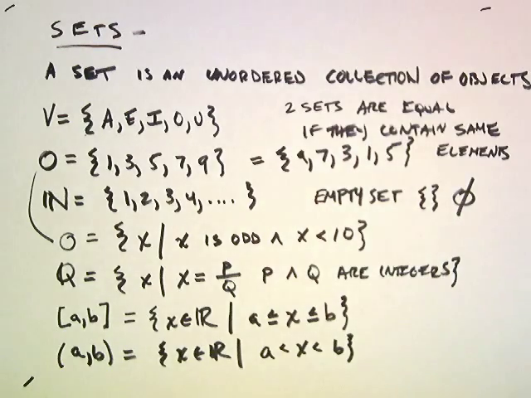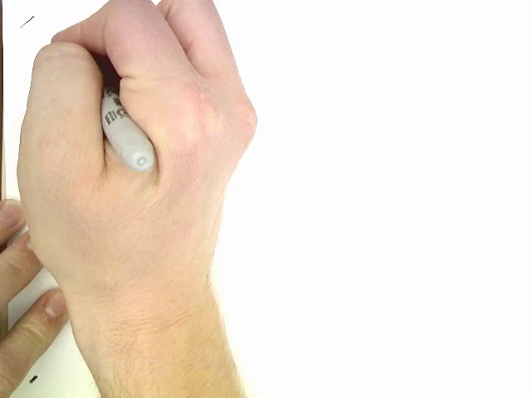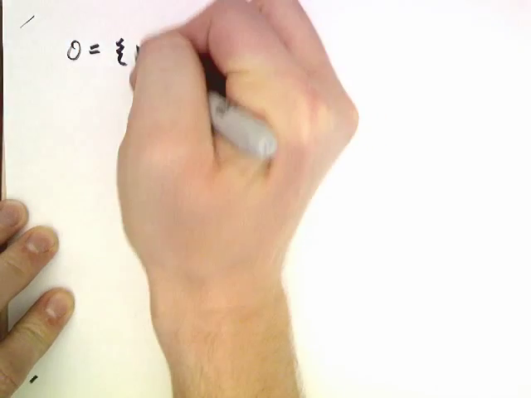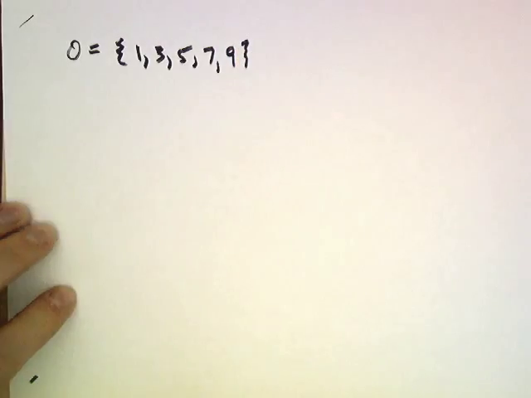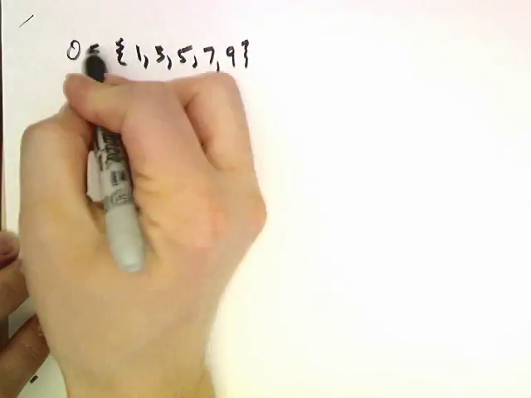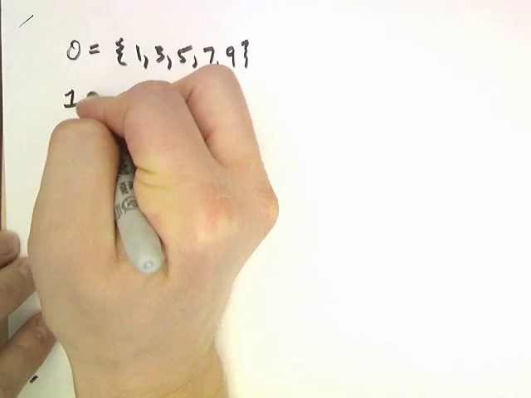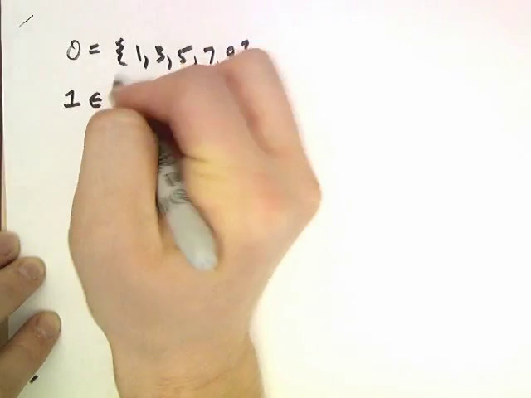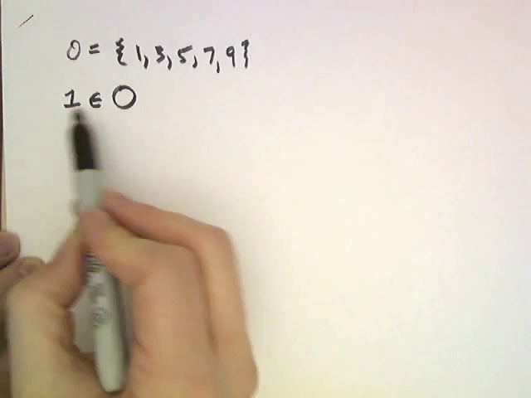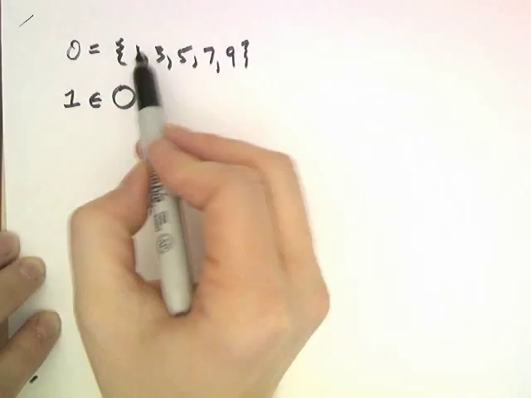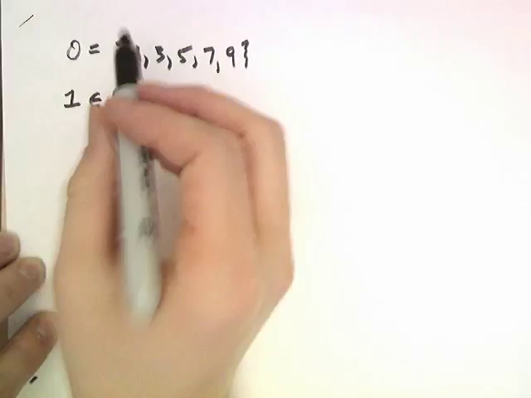So some more notation. How would you write that an element is a member of a particular set? Say we have the set O, {1, 3, 5, 7, 9}. We can write that 1 is an element of this set by saying 1 and then this symbol, O. So 1 is an element of O because we see here that 1 is sitting inside the set.